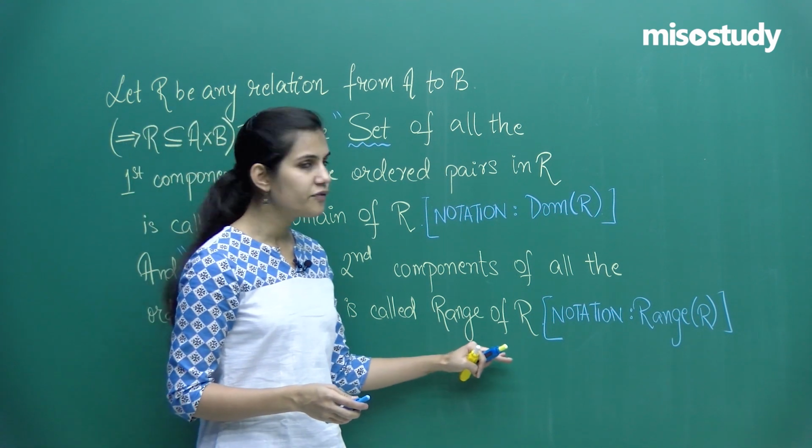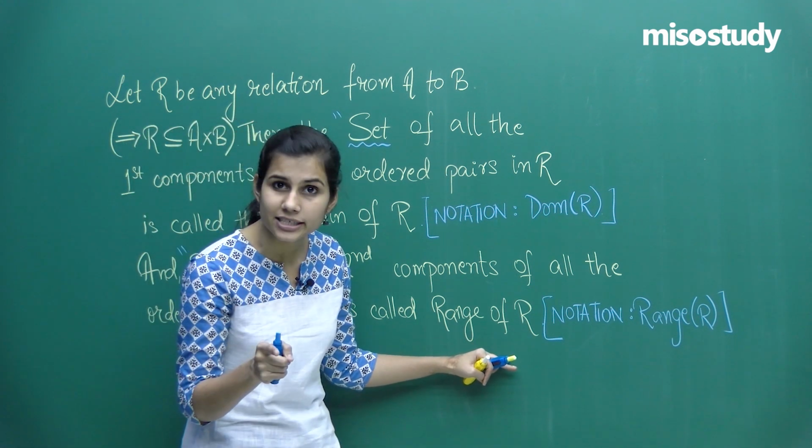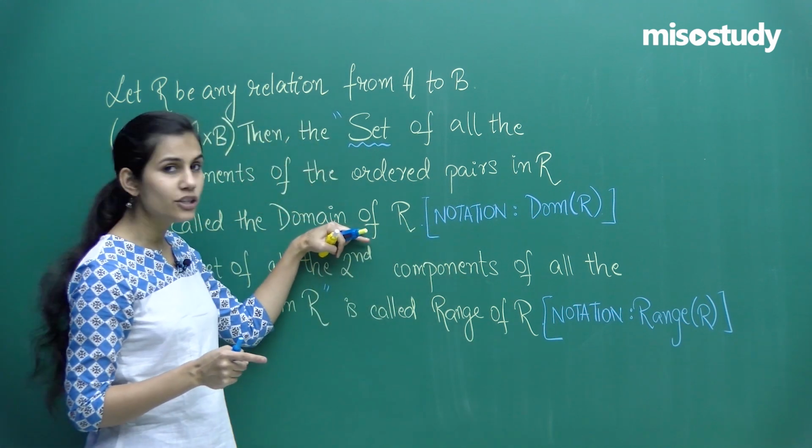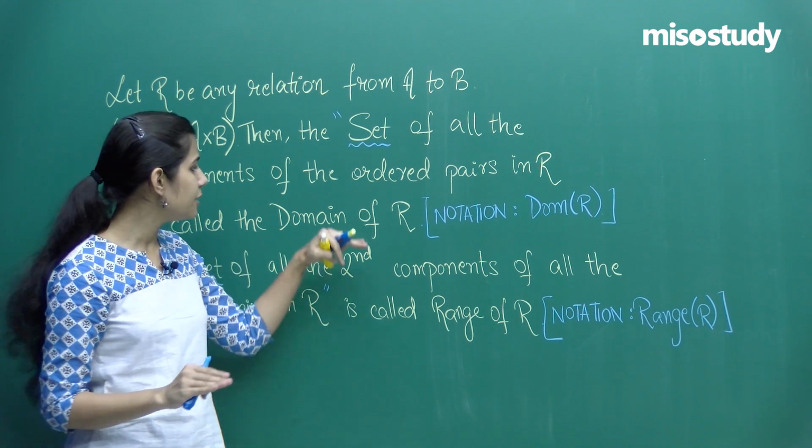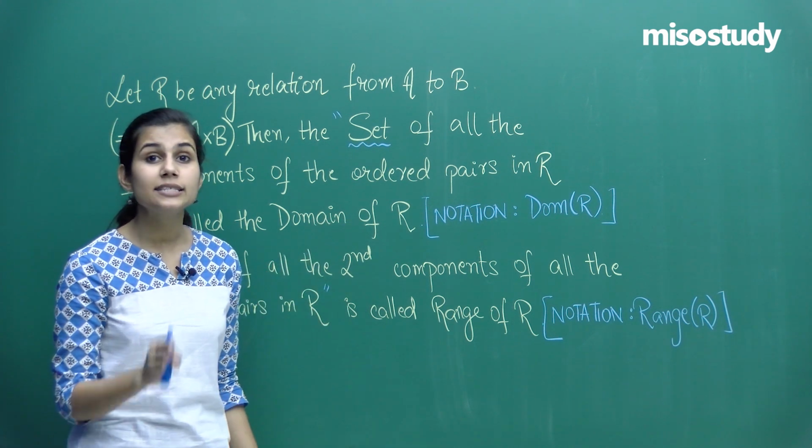The range of a relation is a set. The domain of a relation is a set, and that is why repeating members in both domain and range is not allowed.